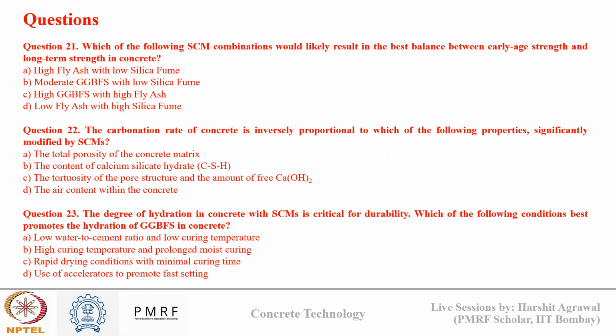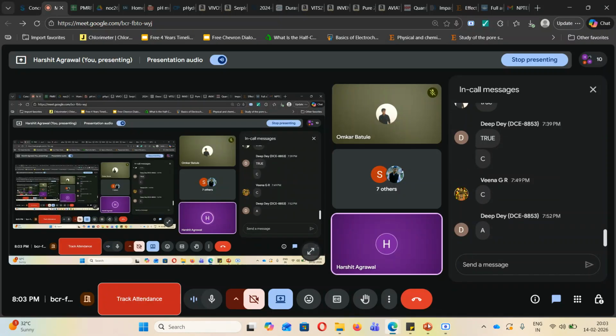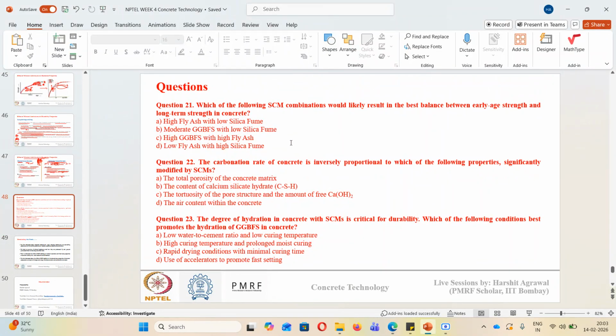Now try to answer these three final questions related to durability, and then we'll conclude the session. Any doubt in this part? No. So just quickly answer question number 21. Which of the following SCMs would likely result in the best balance between early strength and long-term strength? So which two SCMs should I combine so that I can have good early strength and good long-term strength also? Can anyone tell me the answer quickly?